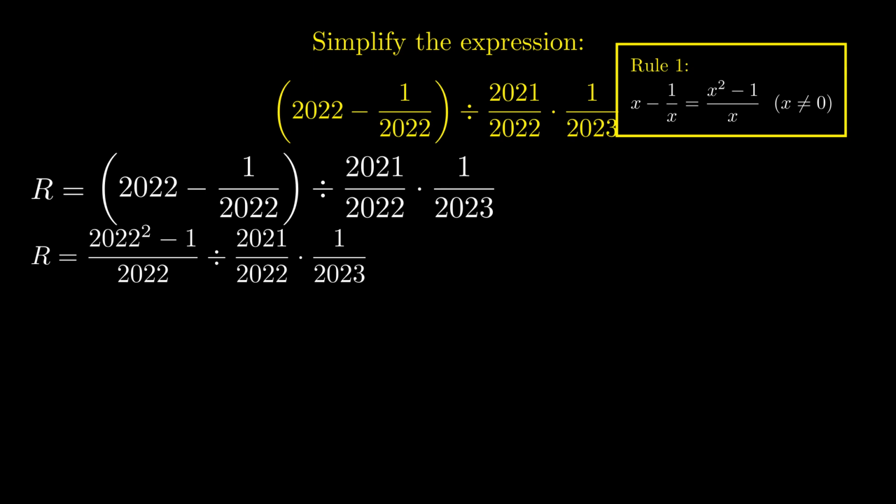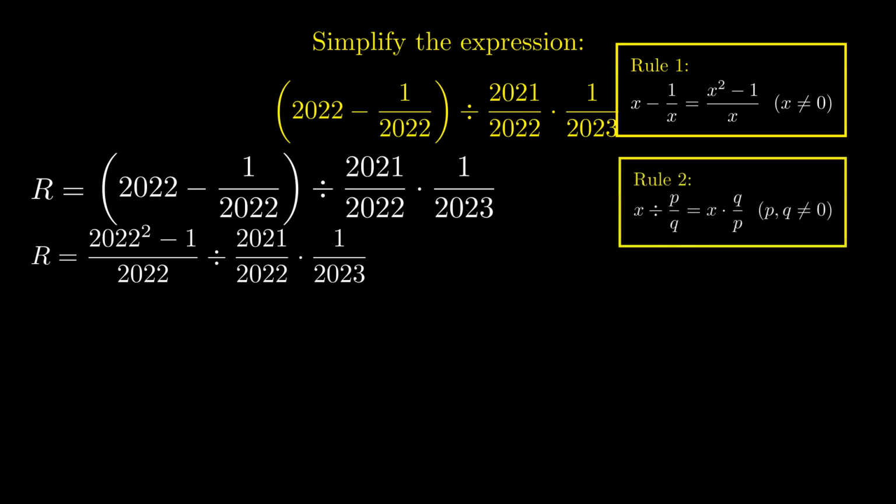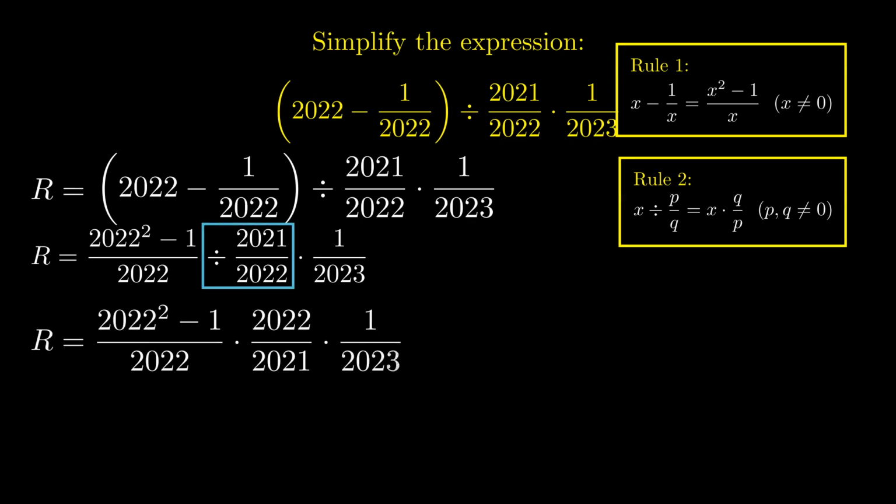by 1/2023. Next, when we divide by a fraction, we multiply by its reciprocal. We focus on the denominator fraction and flip it. So R becomes (2022² − 1)/2022 times 2022/2021 times 1/2023.